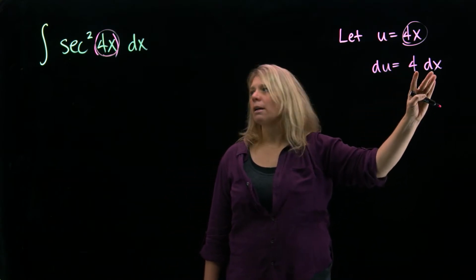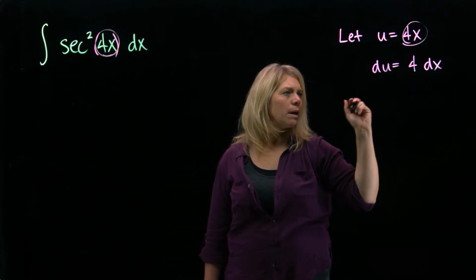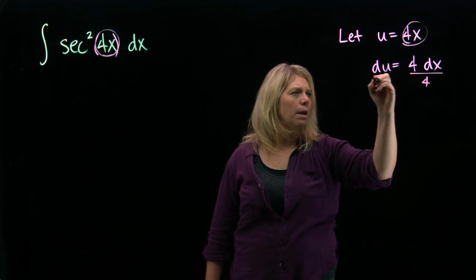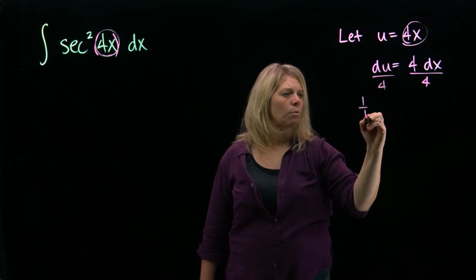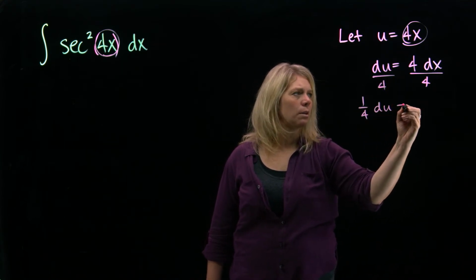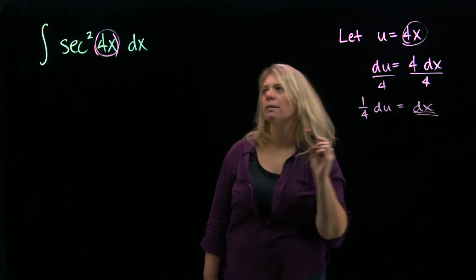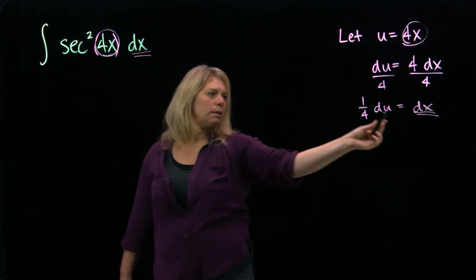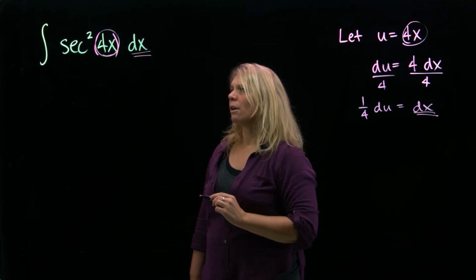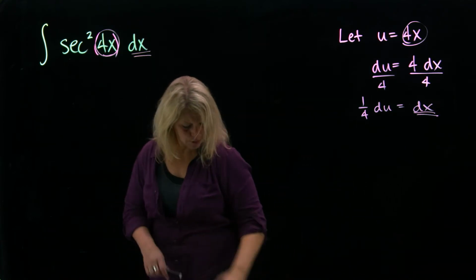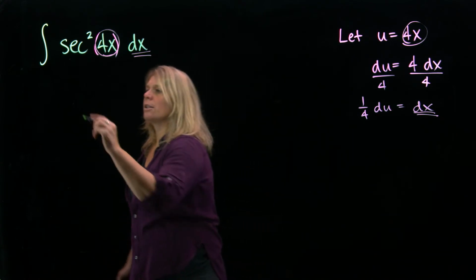My du, I don't have that extra 4 here for my du, so I'm going to divide through by that 4. So 1/4 du equals dx. All right, so now that dx is accounted for with my 1/4 du, we're ready to make that substitution and do the integration.